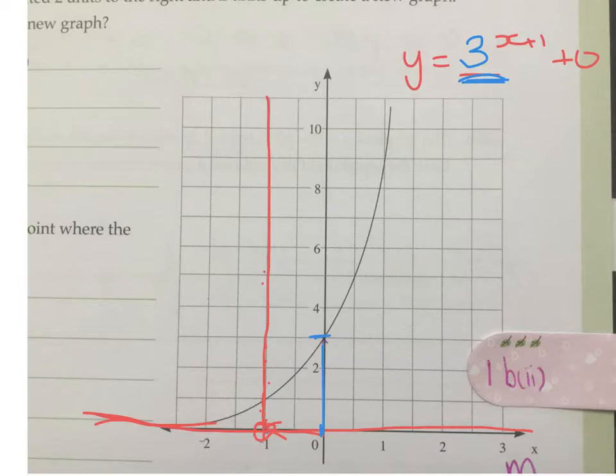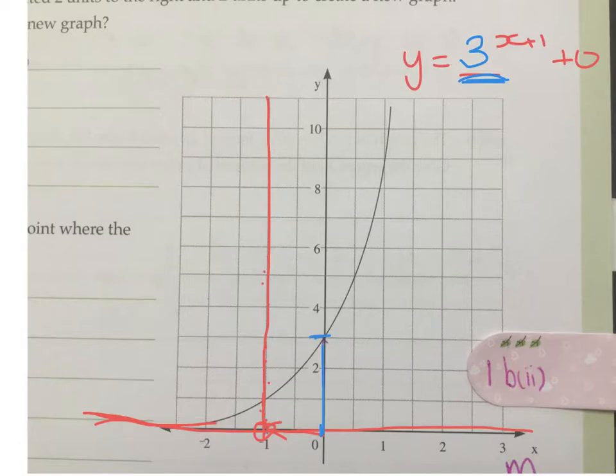y equals 3 to the power of x plus 1, and you're welcome to put that x plus 1 in brackets if you want to. In fact, probably when you're calculating your answer for this later on, you want to put in brackets. All right, so that's the graph as it is now.